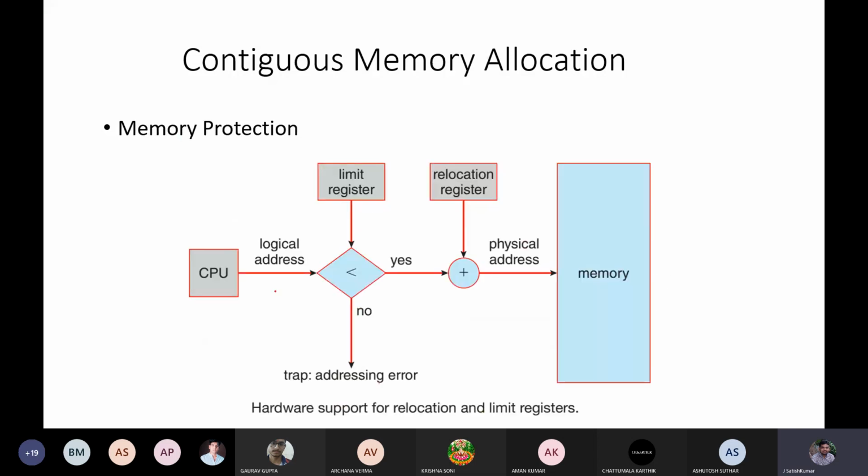For example, the logical address that is generated by the CPU will be verified whether it is less than the limit register or not. If it is less than the limit register, then only it will be allowed. Otherwise, we will generate a trap, an addressing error. Then it is added with the relocation register to generate the physical address.